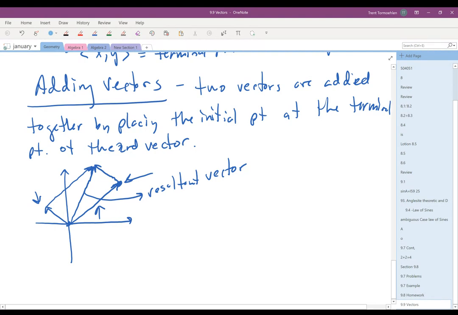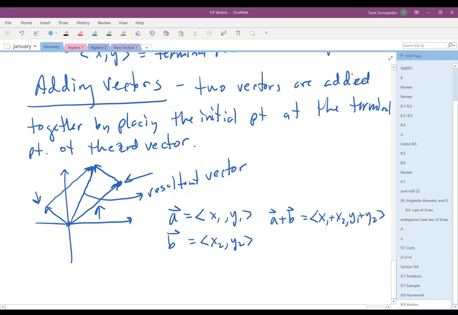Now, the really great thing is, geometrically it's complicated, and trying to find out information about this resultant vector by using just geometry is really hard, but it's super duper easy using coordinates. All you need to do is, if vector A is x1 comma y1, so the coordinates of the endpoint is x1 comma y1, and vector B is x2 comma y2, then all you need to do to find A plus B, the resultant, when you add those two together, is just add their coordinates together. So adding vectors together is really, really easy to do. All you need to do is add the coordinates.